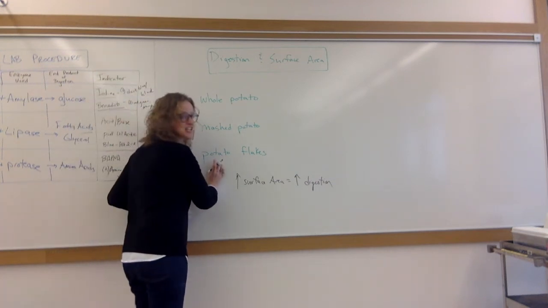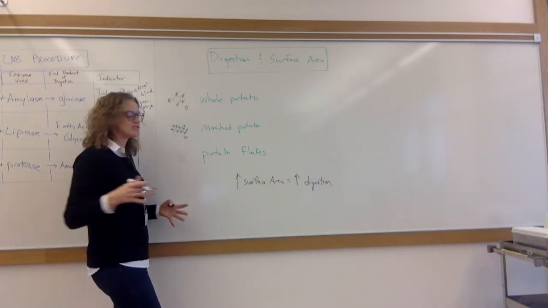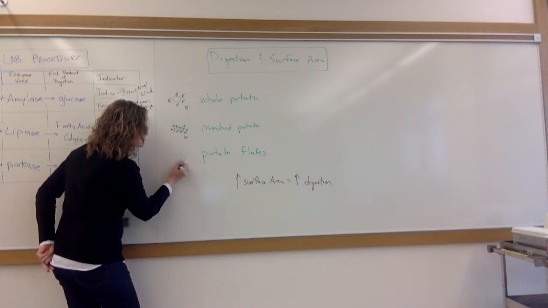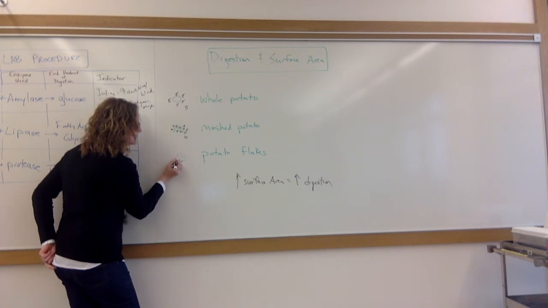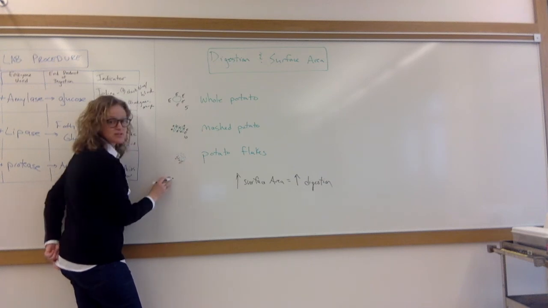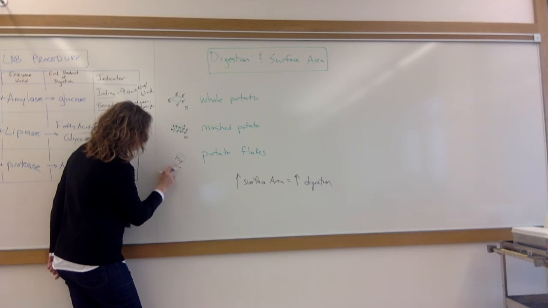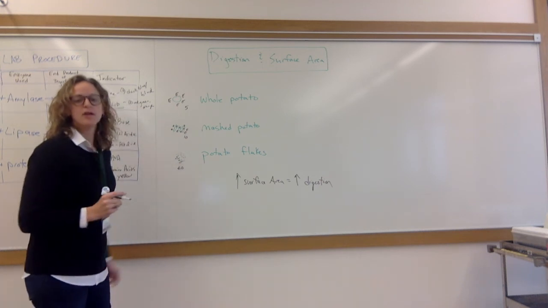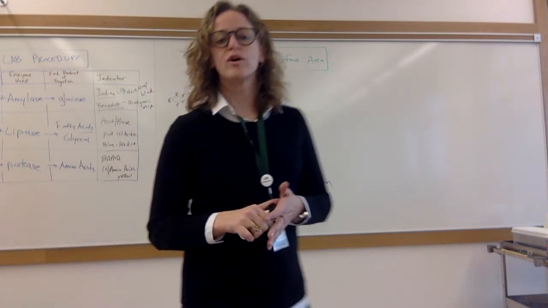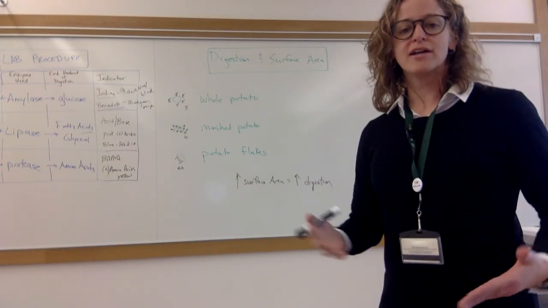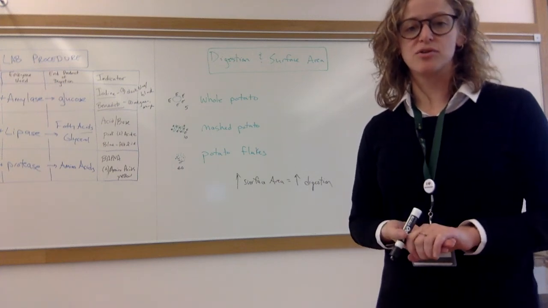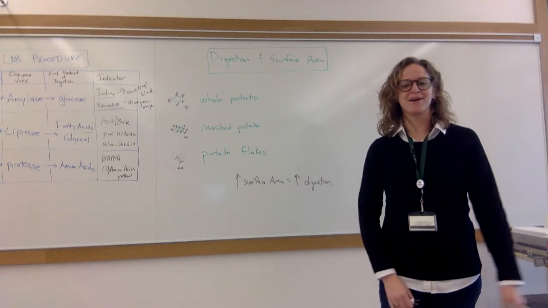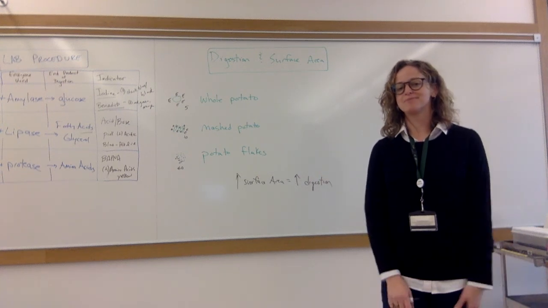The flakes digested the most because they have the greatest surface area. So I could bind enzymes around each individual flake. If I can bind 3 enzymes around each individual flake, and there's 20 flakes, that's 60 enzymes. So the takeaway point is, the greater the surface area, the more chemical digestion I can do. Why? Because I can fit more enzymes. That's it for this lab. See you next time.